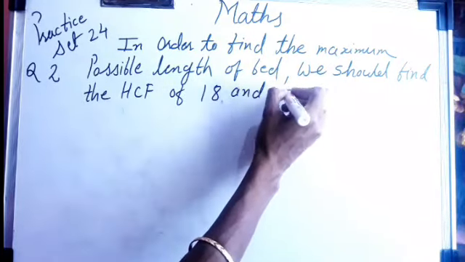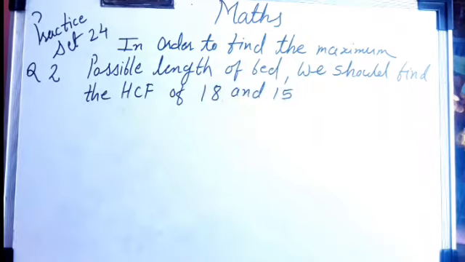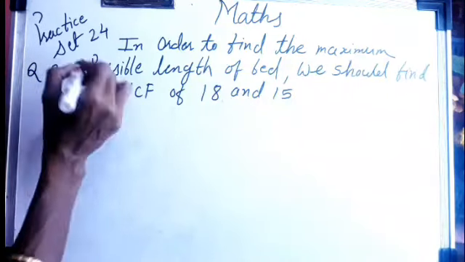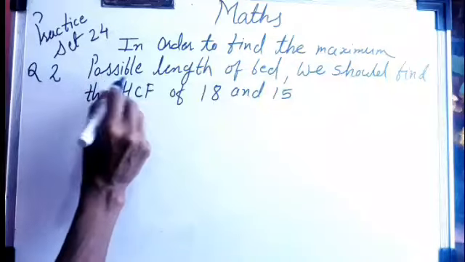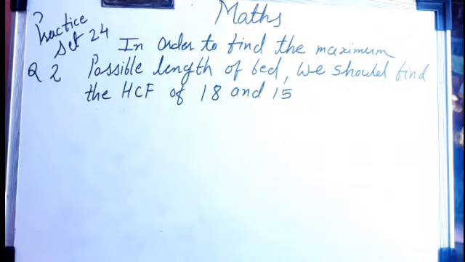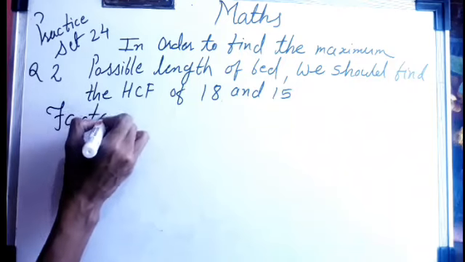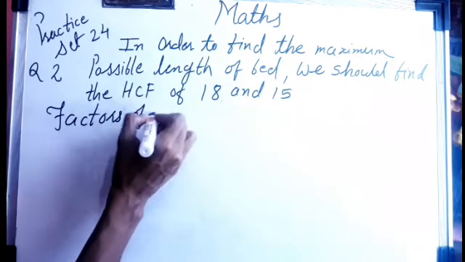Okay. See, in a word problem, if you find the word maximum, that time you have to find the HCF of those two numbers which are given in the example. So starting you have to write, in order to find the maximum possible length of bed, we should find the HCF of 18 and 15. And then you have to find the factors of 18.